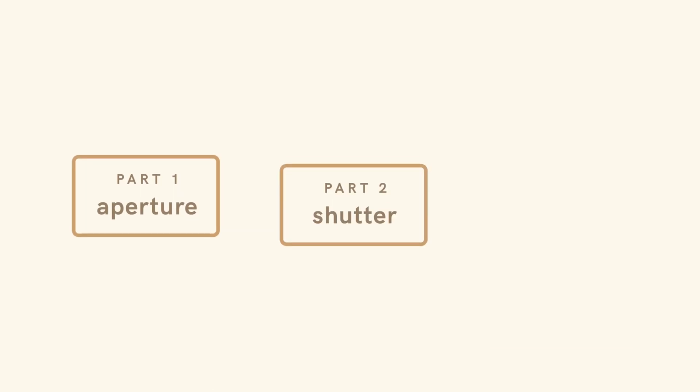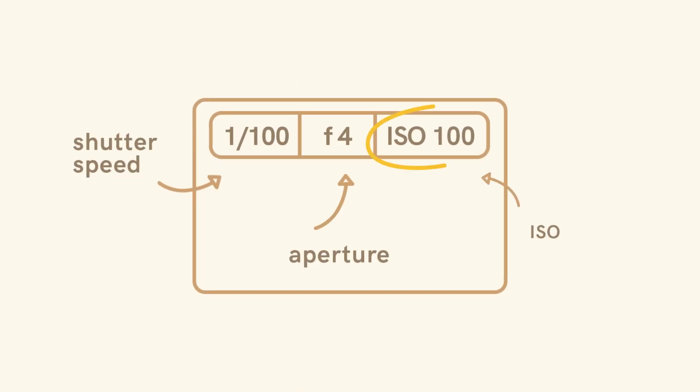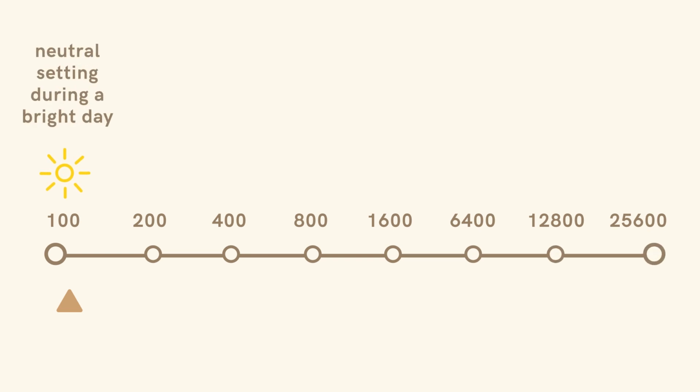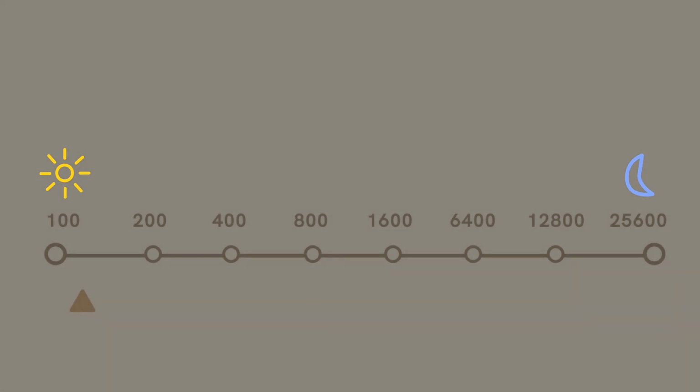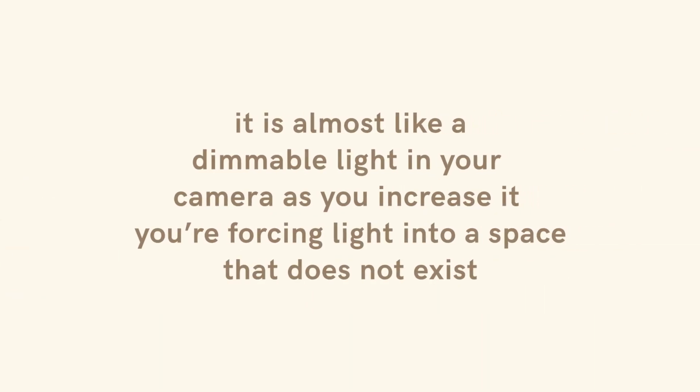Now that we have ended up on the last setting, which is the ISO, think of ISO as an internal light in your camera. It is artificial light that is added to your image to brighten it. ISO is measured by hundreds. 100 is the lowest and is the neutral setting when you are taking photos during a bright day. As you get into a darker environment and setting, you will need to increase it by the 100th to brighten up your photo. It is almost like a dimmable light in your camera. As you increase it, you're forcing light into a space that does not exist.